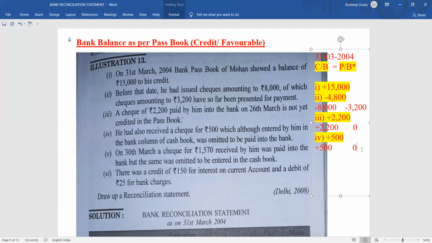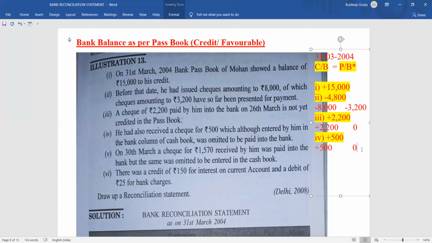We are not going to write in the cash book, and we are not going to write in the passbook either. We are going to write only in the statement. That is the bank reconciliation statement, to make both the sides the same. Okay, be very clear about that. I hope all of you understood this point also. Now let's see the next one.